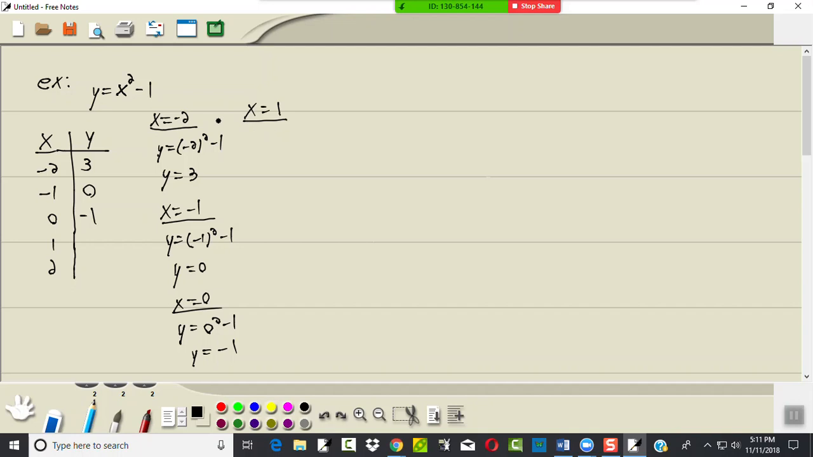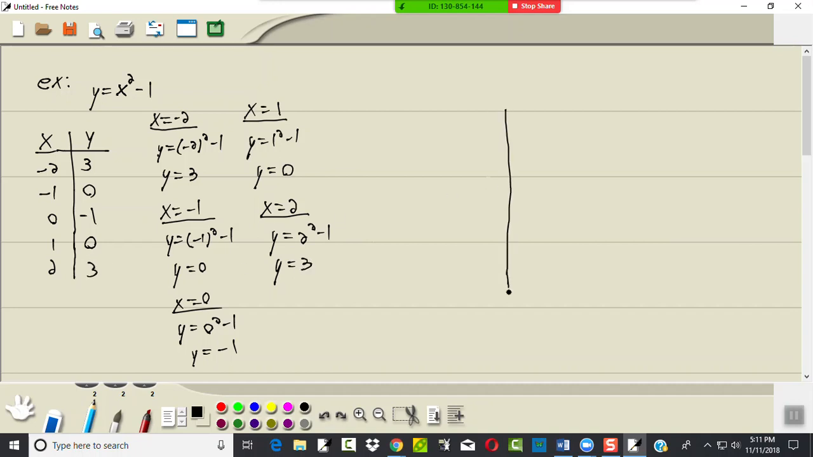I'll plug in 1 into the original equation. I got y is equal to 1 squared minus 1. 1 squared is 1, minus 1 is 0. And if I plug in x equals 2, we got y is equal to 2 squared minus 1. 2 squared is 4. 4 minus 1 is 3.